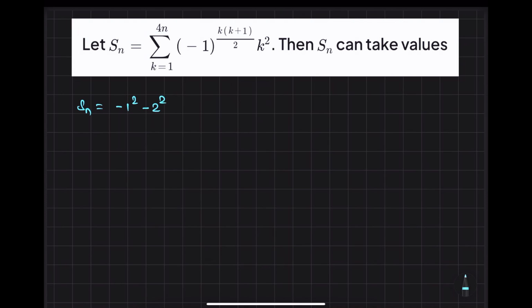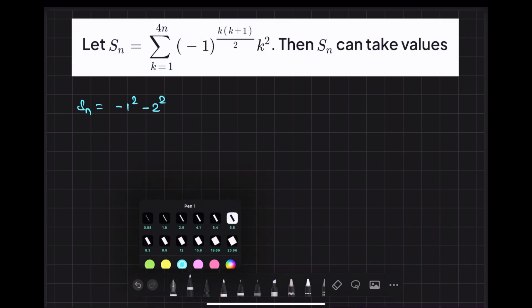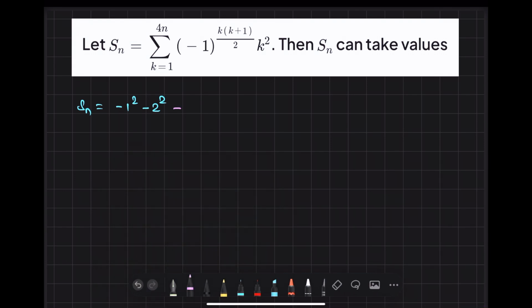Now we will take k as 3. So 3 into 4 is 12, 12 by 2 is 6, 6 means it's an even number. So we will have a positive thing. I'll change the color. So positive 3 square. Now suppose that I'll take k value as 4. So 4 into 5, 20, 20 by 2 is 10. So minus 1 power 10 is positive. So next we again get a positive number, 4 square.